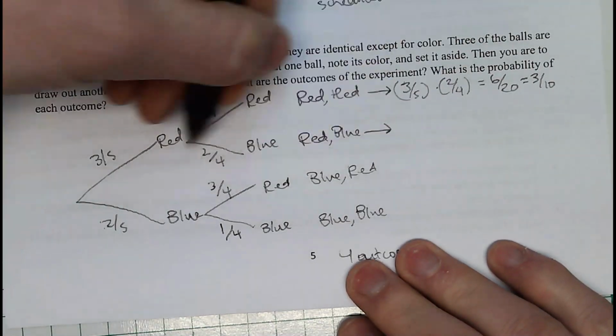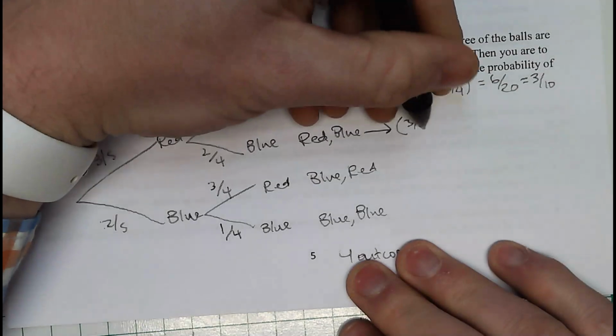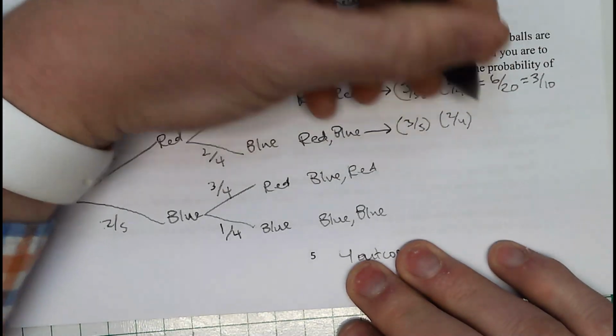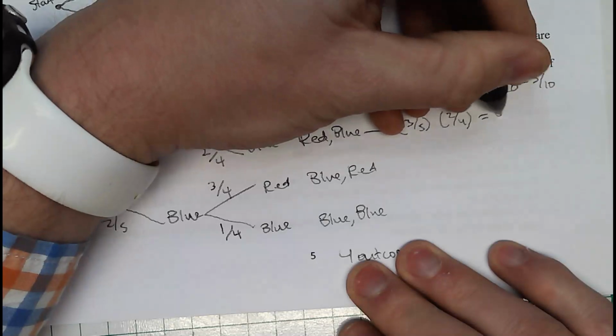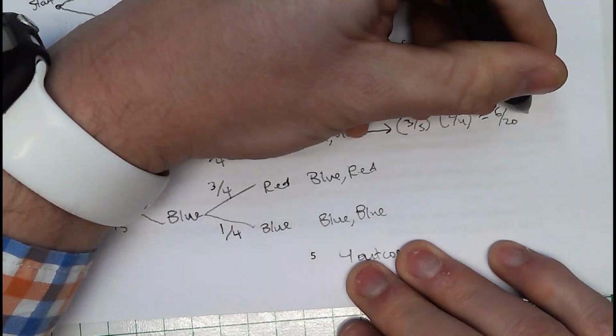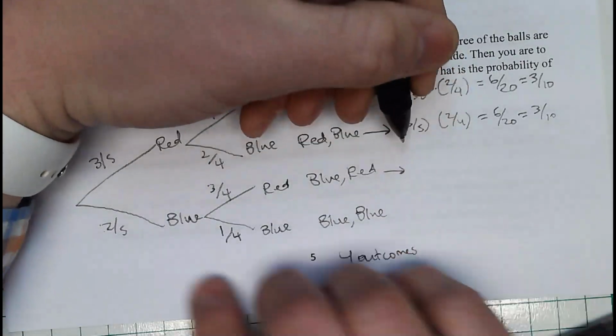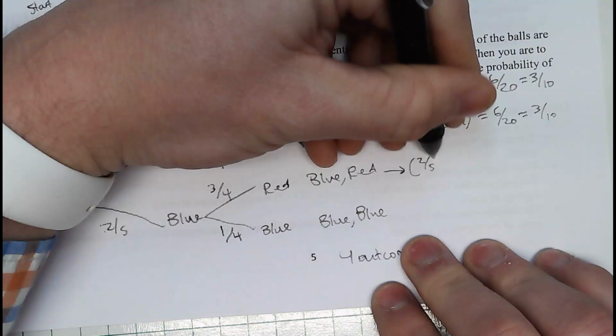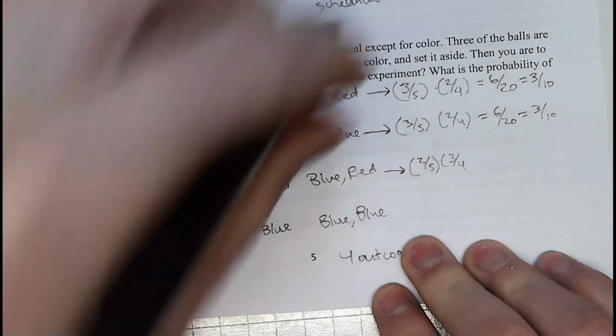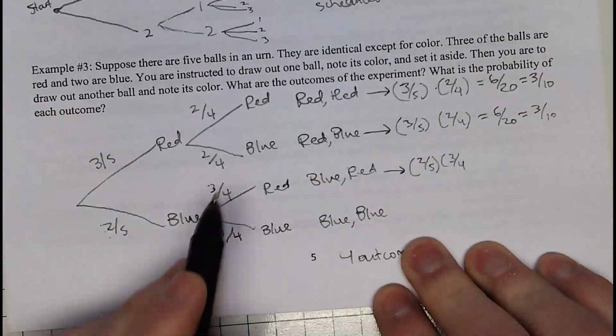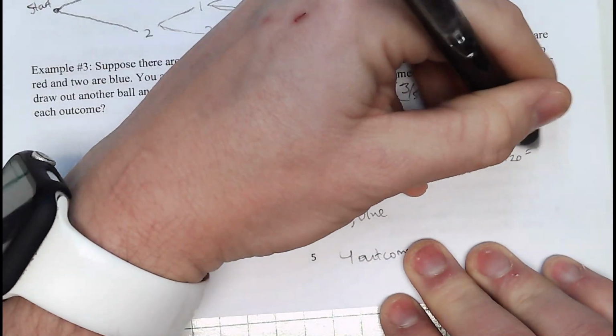Red, blue. So I got 3/5 red times 2/4 blue. So 3 times 2 is 6. 5 times 4 is 20. So that could be 3/10. Blue, red. So it's 2/5 times 3/4. So you do this probability times that probability. So once again, that's 6/20, which is 3/10.